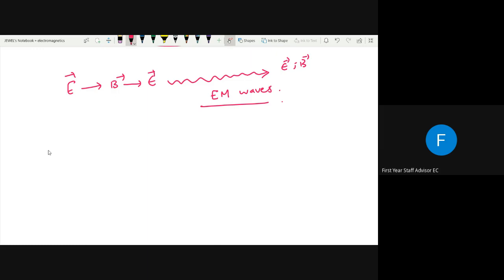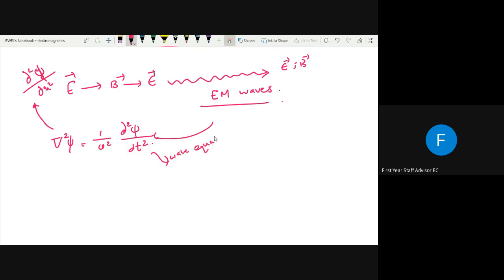What is the general wave equation? In three dimensions, the general wave equation is given as del square psi equal to 1 by v square dou square psi by dou t square. If it is one dimensional, we can write dou square psi by dou x square. But taking three dimensions, del square psi equal to 1 by v square dou square psi by dou t square. So if we can compare the variation of electric and magnetic fields in electromagnetic waves with the general wave equation, then we can calculate the velocity of these electromagnetic waves.